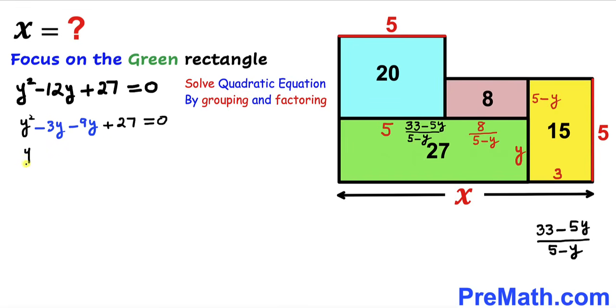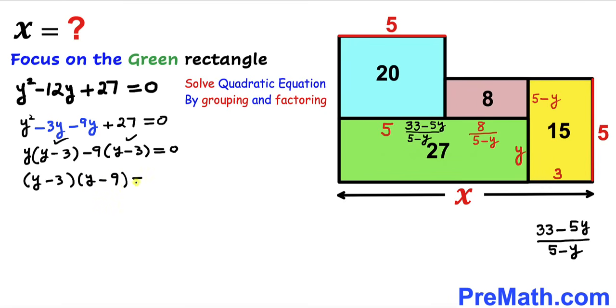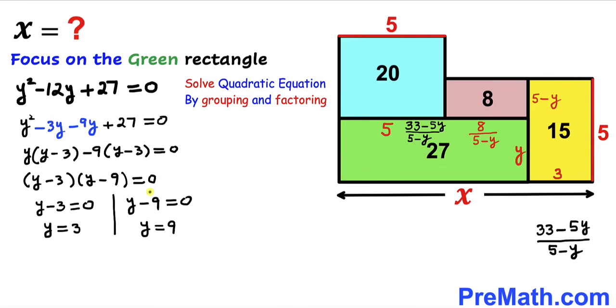So therefore we can write y times (y minus 3). And here I'm going to factor out negative 9. So this becomes (y minus 3) equal to 0. And here y minus 3 is in common. So I can write (y minus 3) times (y minus 9) equal to 0. Let's separate these factors. And if we separate these factors, our y values turn out to be 3 and 9.